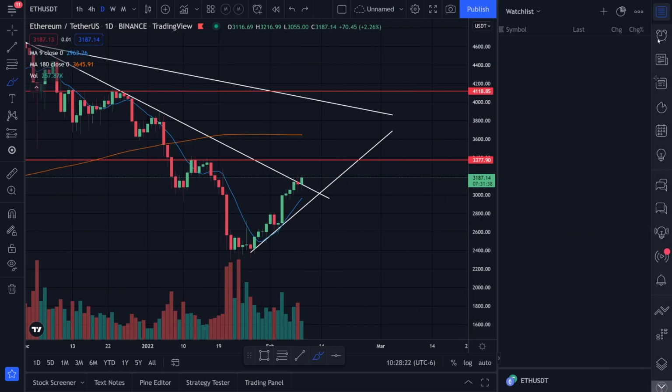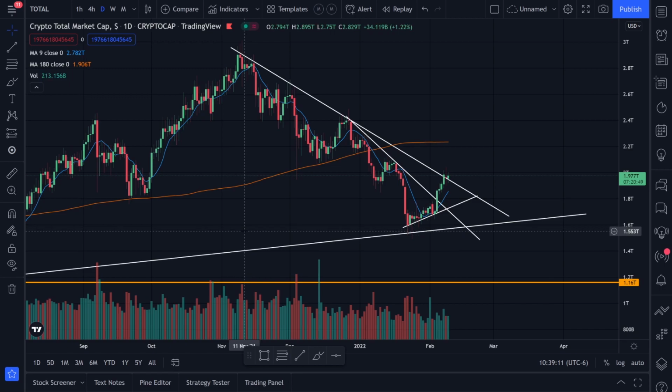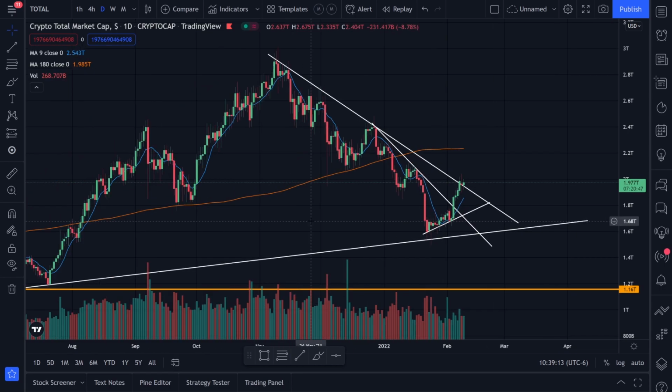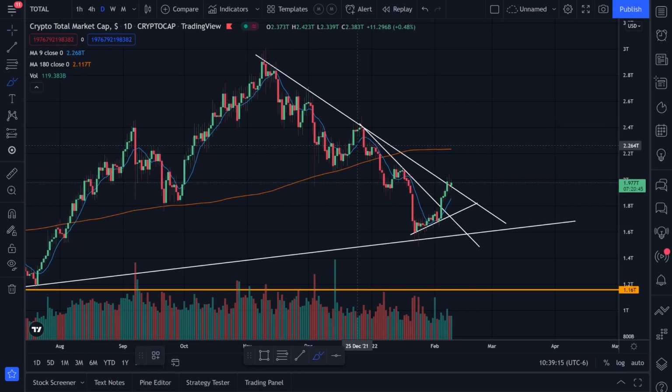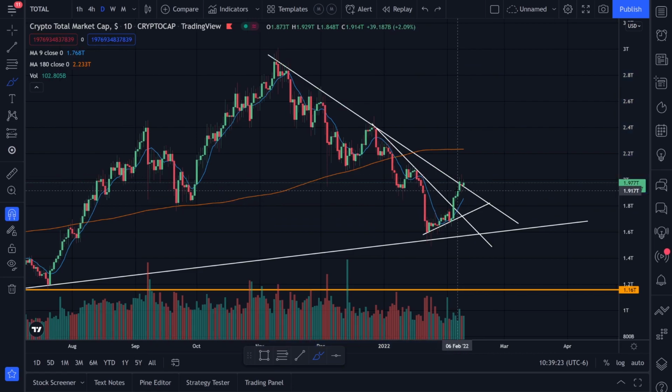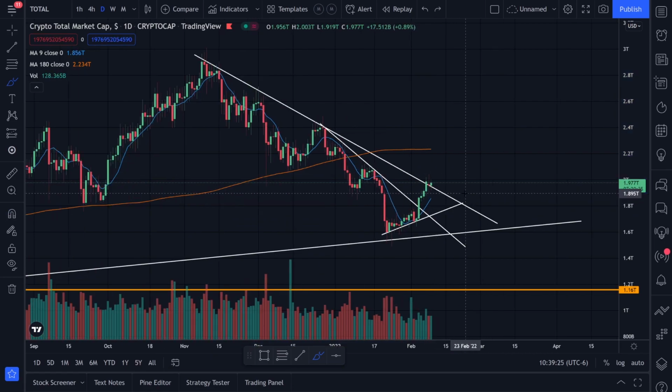Let's jump over to the total crypto market cap. Okay, so we're looking at the total crypto market cap right now, and it looks very similar to Ethereum. We had two downtrends. We had one right here. We broke that going to the upside. The next one I was looking at is this one right here. Right now, we're testing it, and it does look like we're breaking it just like Ethereum, but I'm still kind of curious what's happening right now. It does look like we're breaking it.